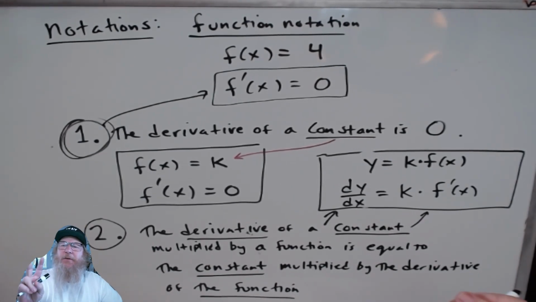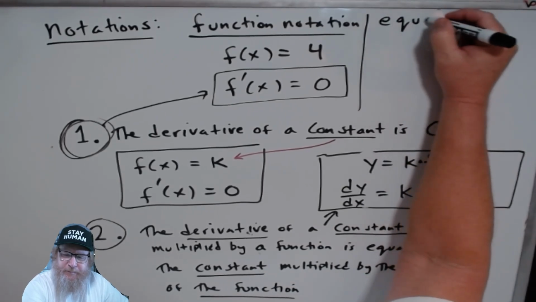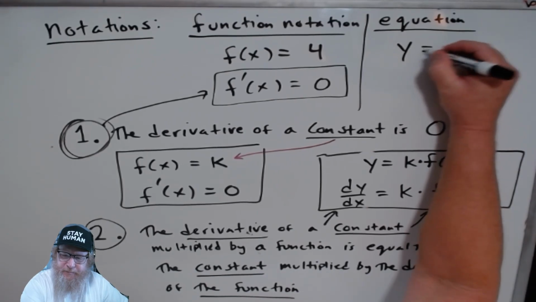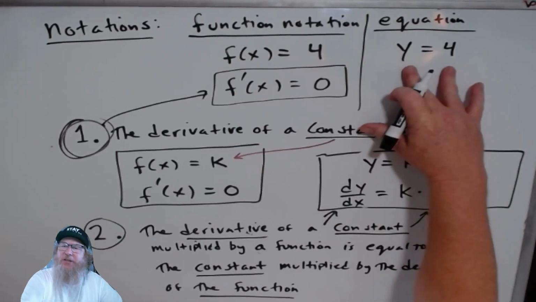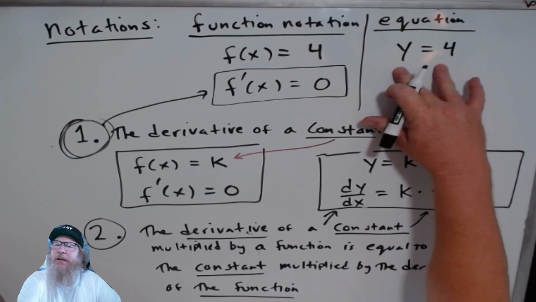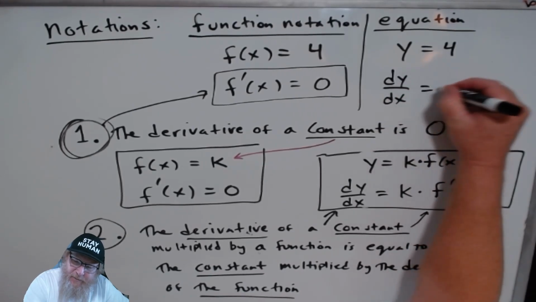But there are two other notations that I'm going to use. I can use an equation. Right? It's still a function. It's just not written using function notation. It's just written as an equation. y is equal to 4. Then I would say dy/dx is equal to 0.